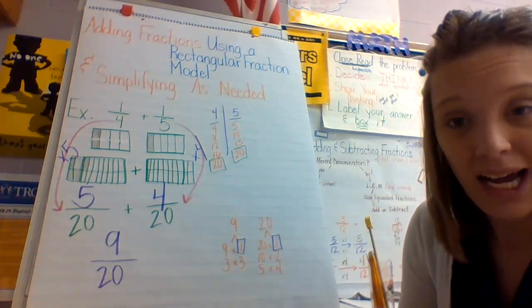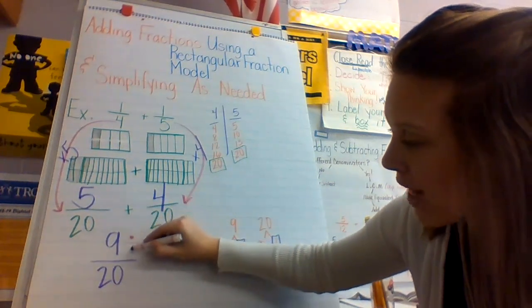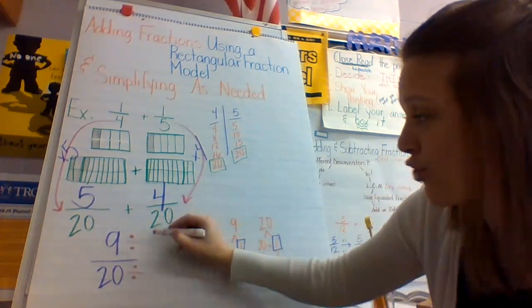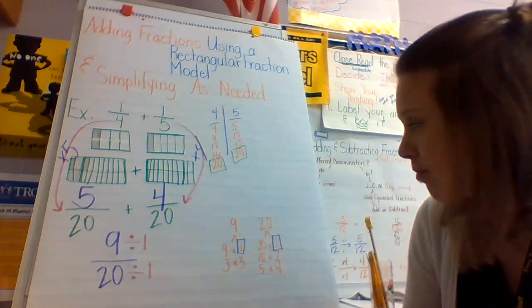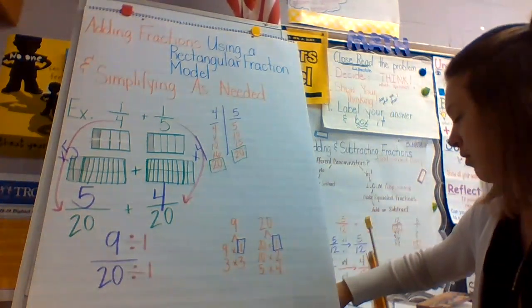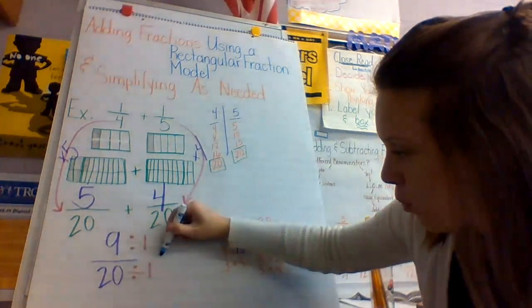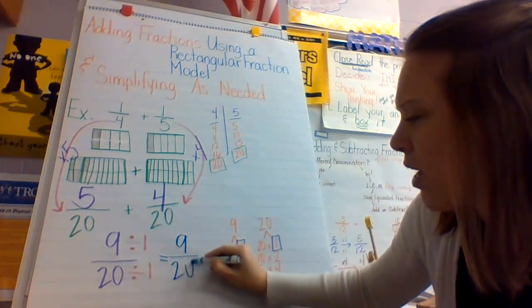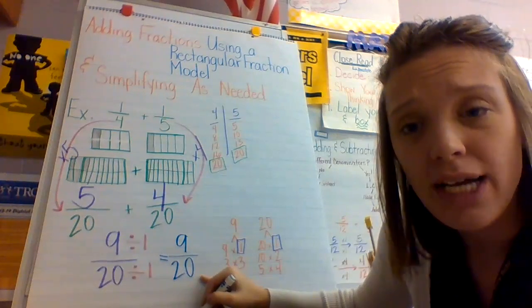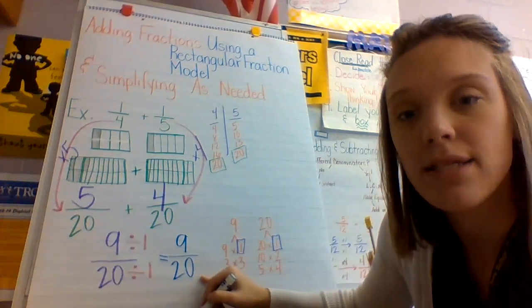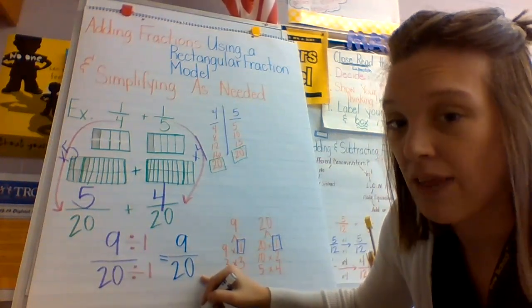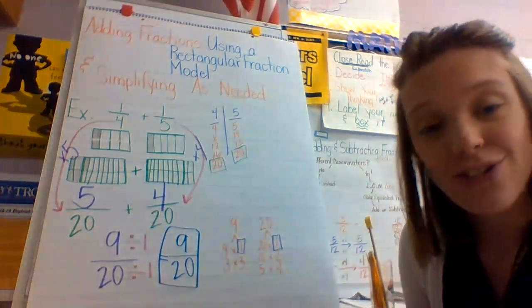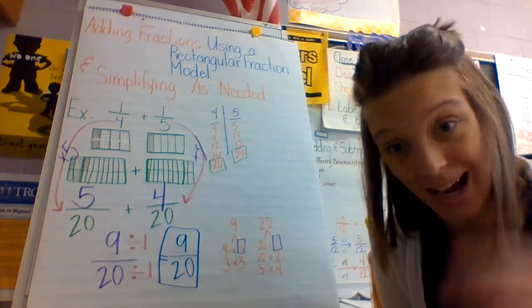I'm going to divide my numerator and denominator by the greatest common factor, which was just 1. 9 divided by 1 is 9. 20 divided by 1 is 20. So my final answer of 9/20, that is in its simplest form. I can't simplify that any further. So of course, I'm going to box my final answer, and I am done.